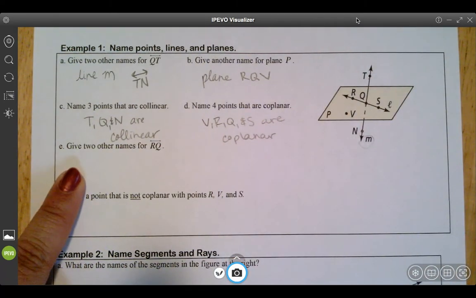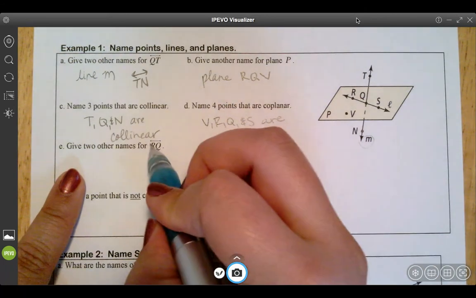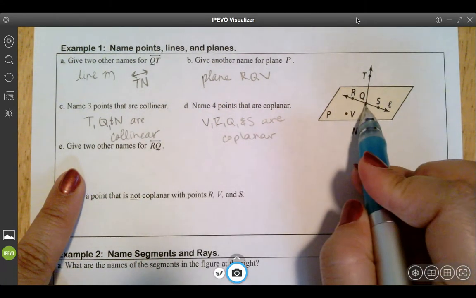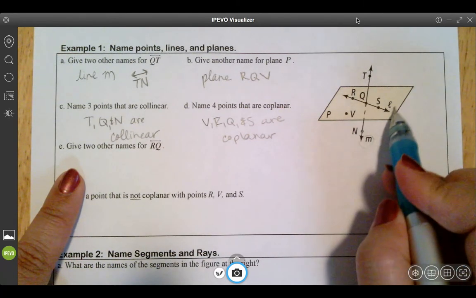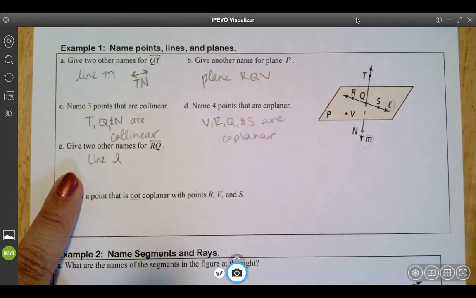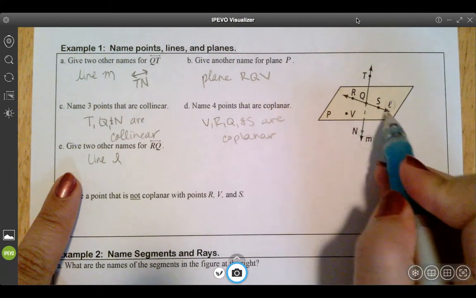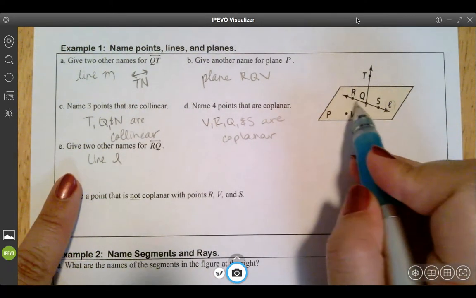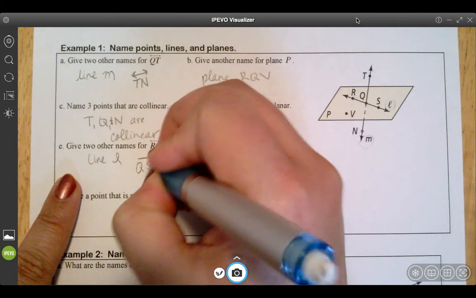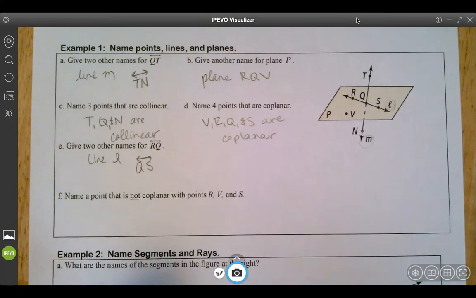Give 2 other names for line RQ. Notice it has the 2 little arrows, so it's not a line segment, but a line RQ. Okay, well, if we're looking at this line, it could be called line L. And then I need 2 points that are not R and Q, so I could use Q and S. Q and S, and it's a line, so I put the arrows. Now, again, there are multiple names. You don't have to choose those 2, but we only need 2 of them.